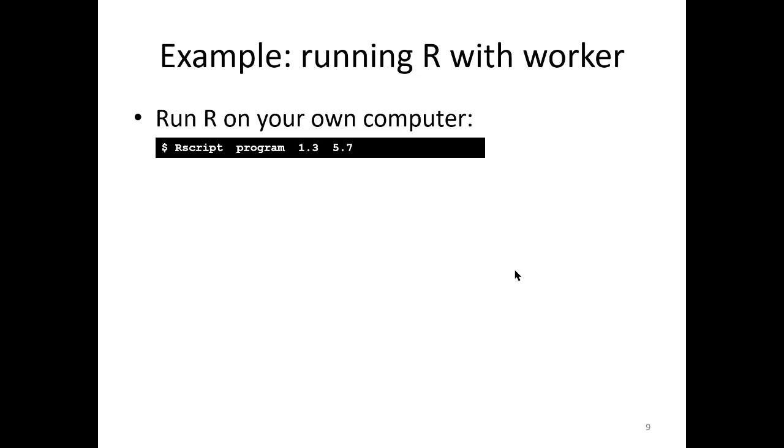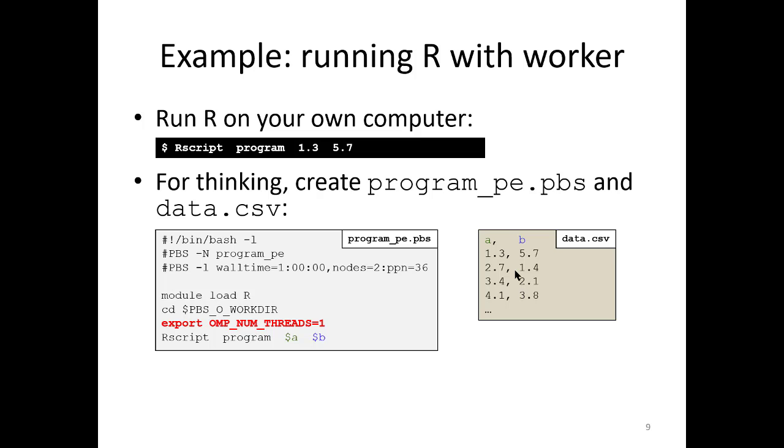Okay, so you could run that by using Rscript, the name of your R script, and then the parameters you want to pass in, so 1.3, 5.7 in this particular case. Then you can create a PBS file and a data file, and that would load a particular R module. Note, I haven't specified any R version. That's bad practice, but that keeps my slides up to date a little while longer.